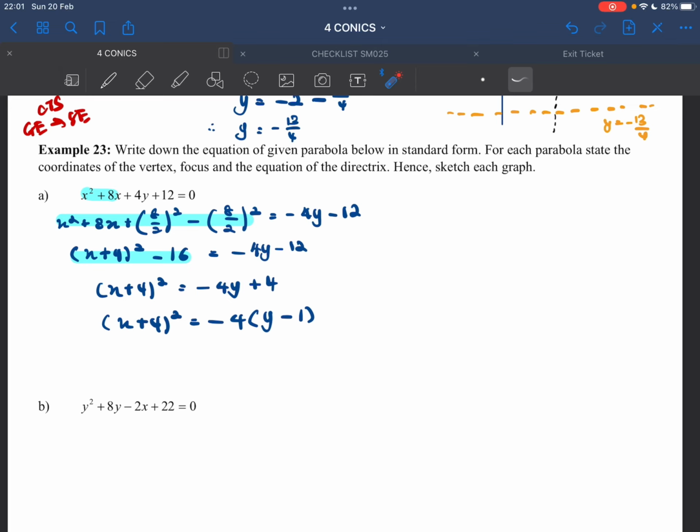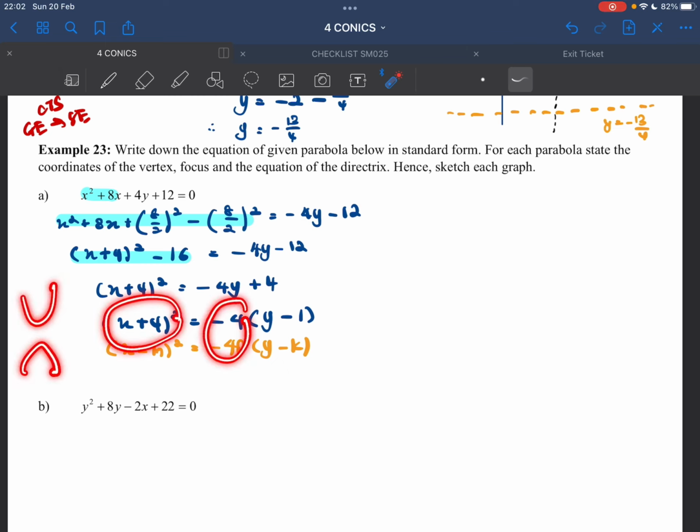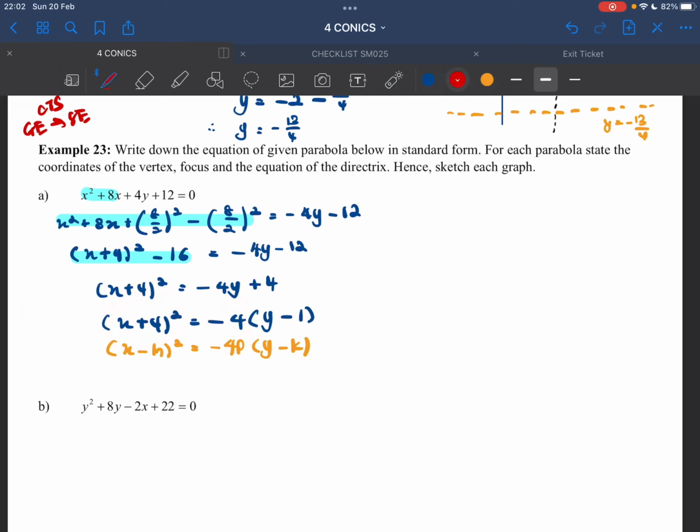So now we already have the standard equation, which we can compare with x minus h squared equals negative 4p times y minus k. What is the shape for this equation? You have x squared, which is either open up or open down. Since we have negative 4p, that means it will be open downward. So the shape is going to open downward.